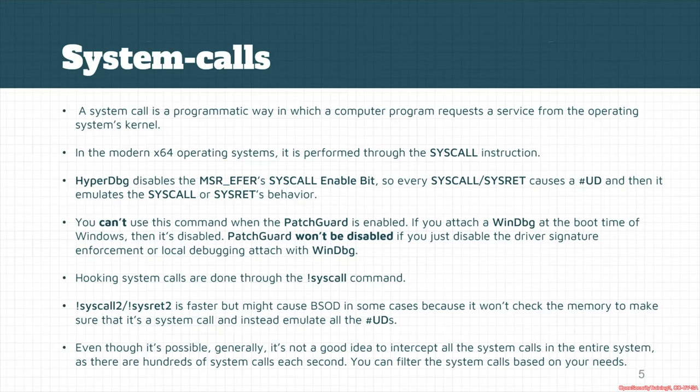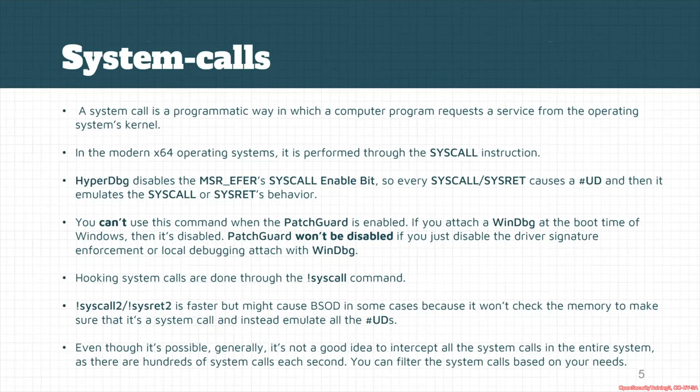And this is why we have a system call, because we want to request the service from the operating system. In modern x64 operating systems, a special instruction is used for this purpose, and it's the syscall instruction. Like all the other features of HyperDbg, syscalls are events. As you probably know from the previous sessions, you can run scripts within events, or you can run your custom code, and you have all the things that you can expect from an event.